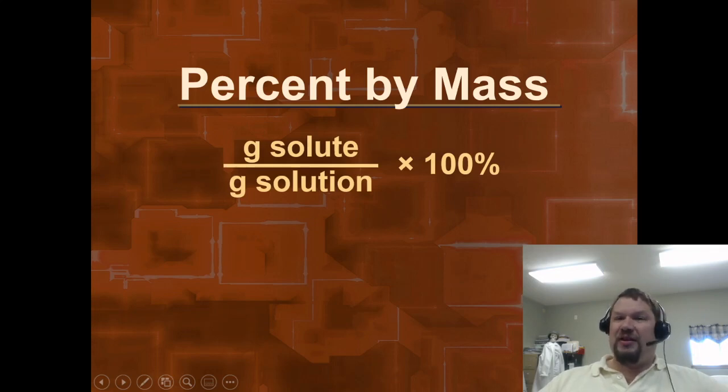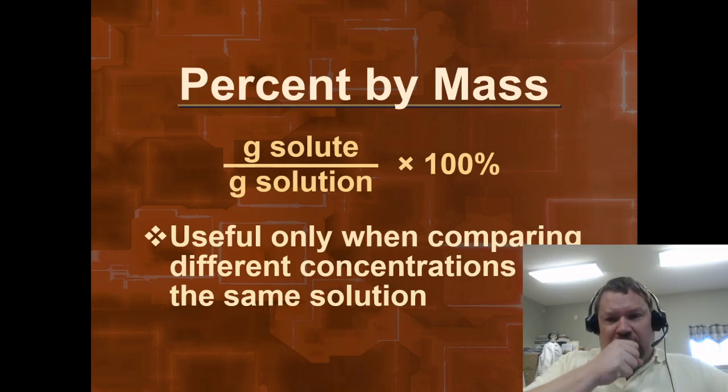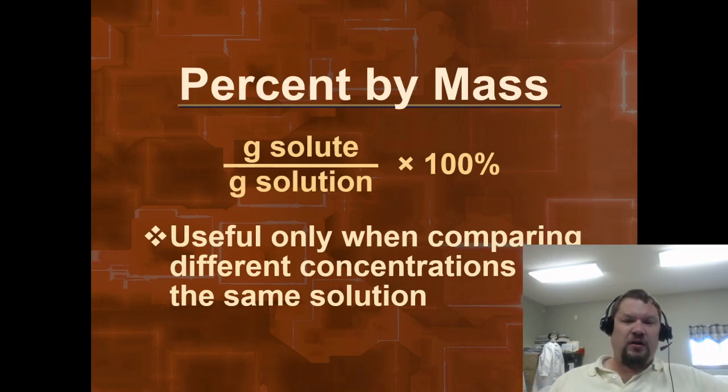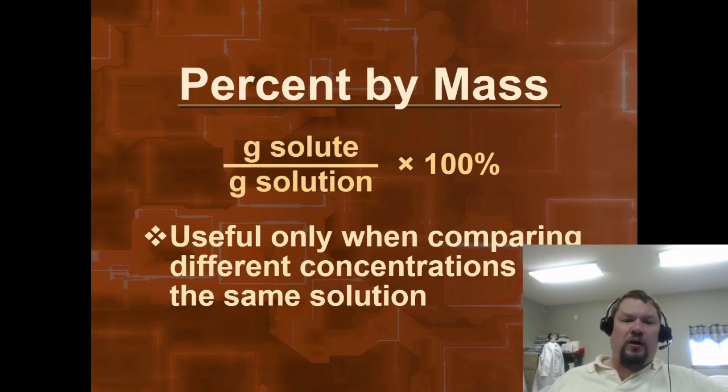We normally do things like the salinity of water. So if we're talking about the salinity of salt water, ocean water typically has about 3.5 grams of salt in every 100 grams of solution. So you would take 3.5 grams and divide it by 100 grams. You'd multiply by 100 and you'd get about a 3.5% solution.